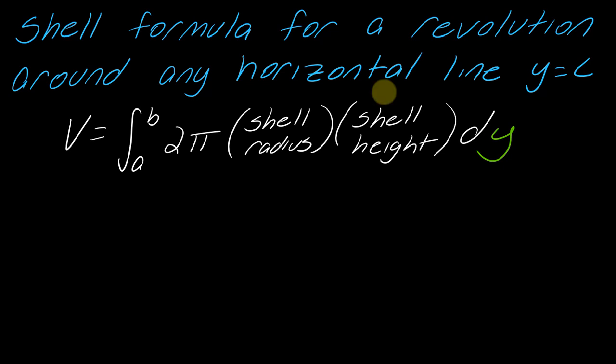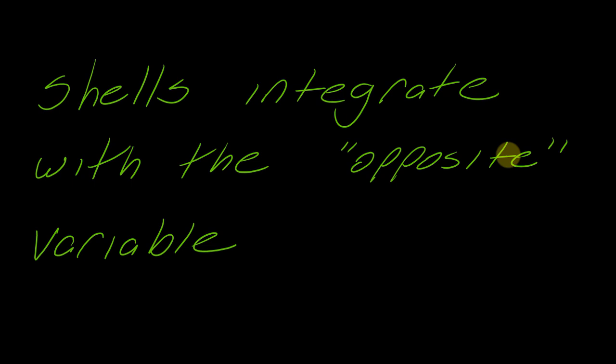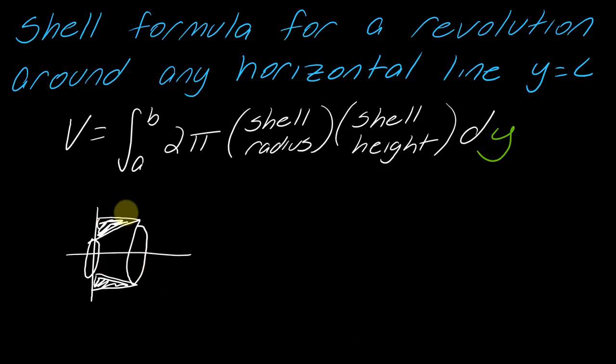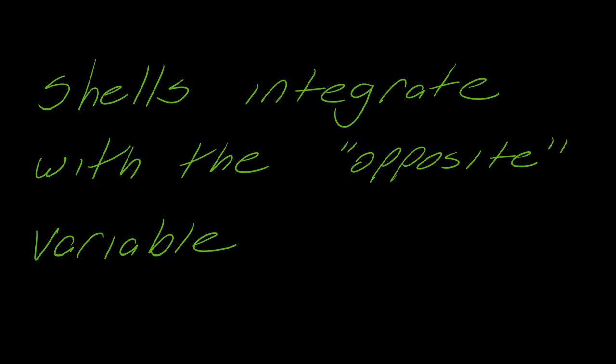So if I want to do a horizontal line, now I'm going to integrate with respect to y. The thing about this is that shells kind of integrate with the opposite variable. Just to give you a visual of that, if my revolution goes in this direction, something that is parallel to the x-axis, then you have to integrate with respect to y. That's what I mean: shells integrate with that opposite variable. It works in the opposite way of the disk method or the washer method.